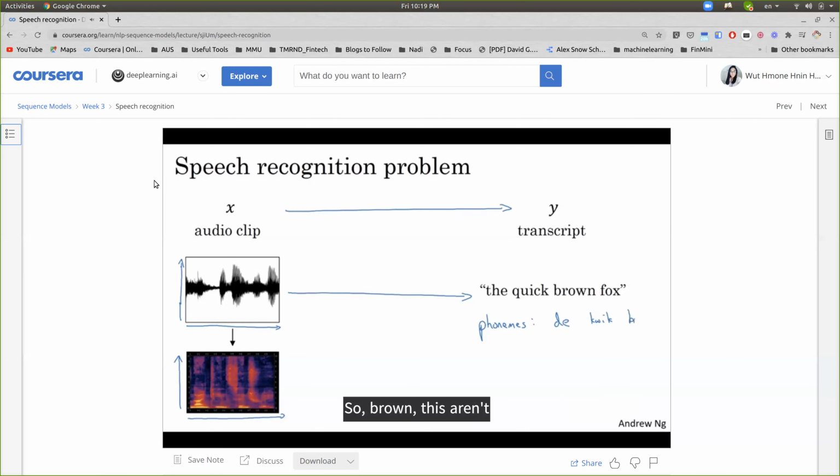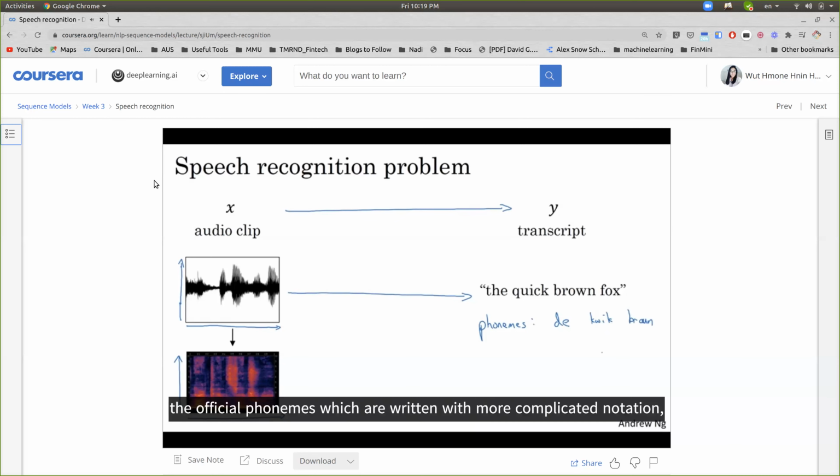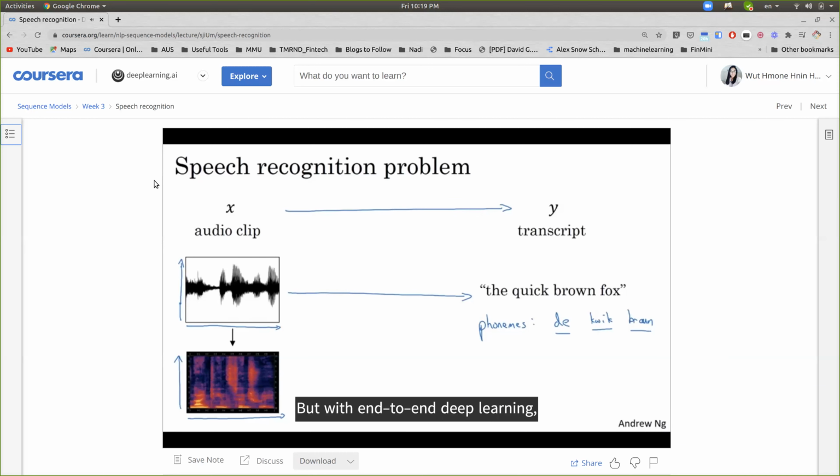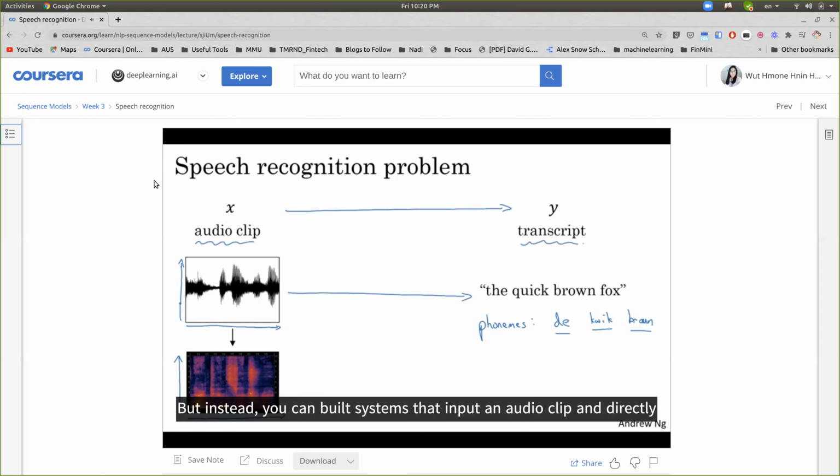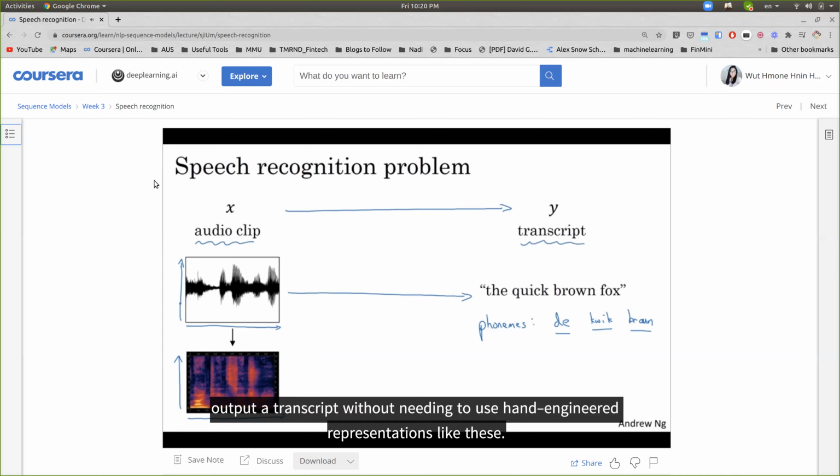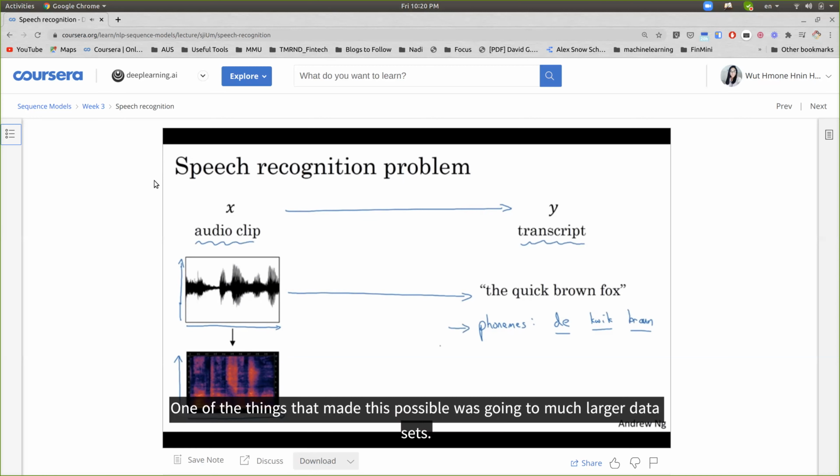So brown, right? These aren't the official phonemes, which are written with complicated notation. But linguists used to hypothesize that writing down audio in terms of these basic units of sound called phonemes would be the best way to do speech recognition. But with end-to-end deep learning, we're finding that phoneme representations are no longer necessary. Instead, you can build systems that input an audio clip and directly output a transcript without needing to use hand-engineered representations like these. One of the things that made this possible was going to much larger data sets.